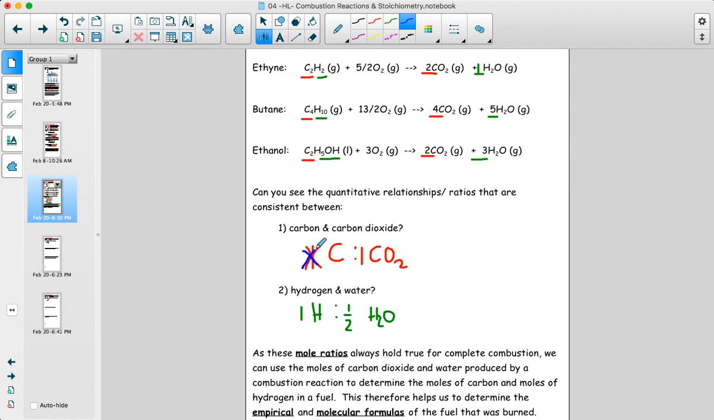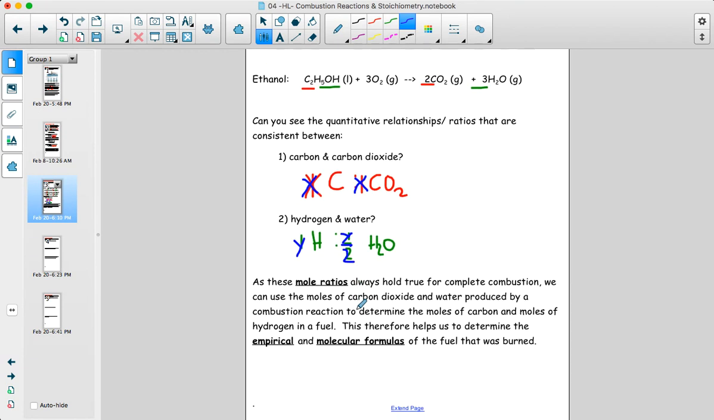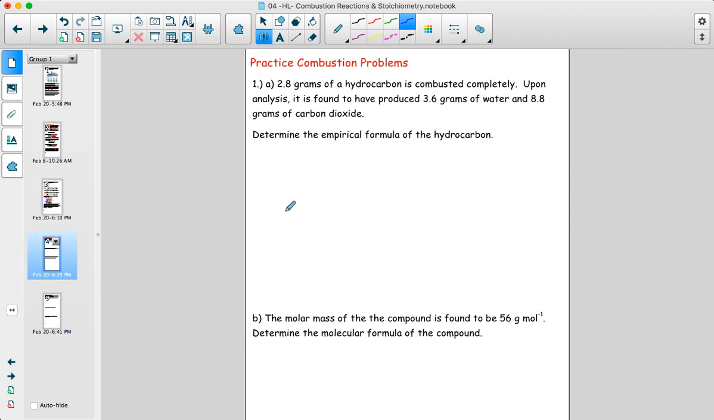X carbons makes X CO2s, and Y hydrogens makes Y over 2 waters. So those are special mole ratios that will hold true for all complete combustion reactions. It means that if we determine how much CO2 and water we have, we can actually apply these ratios backwards to figure out information about the empirical and molecular formulas of hydrocarbons.